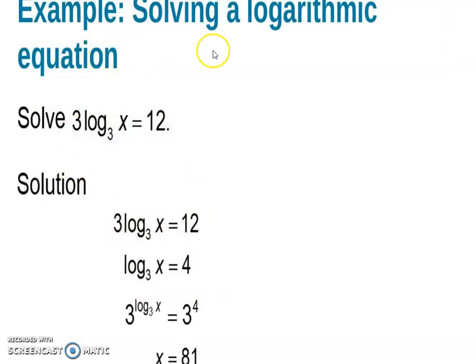Here, solve the logarithmic equation. In the question they have given 3 times log of x to the base 3 is equal to 12. So how do we convert this, because only one side is given, that is the main thing. Here 3 is in multiplication, so it is divided to this side, and we derive 4.